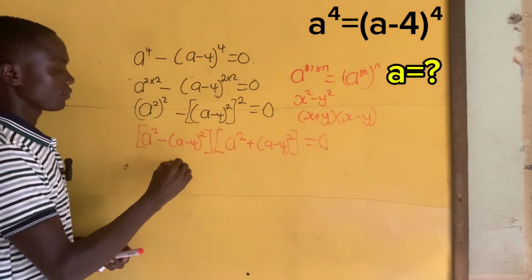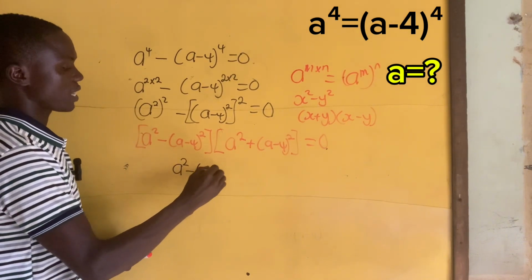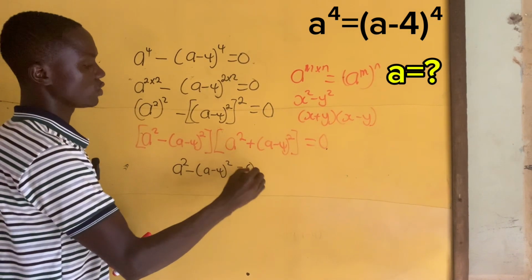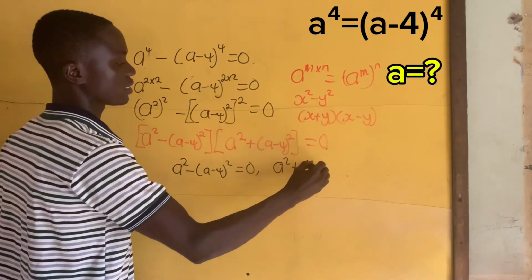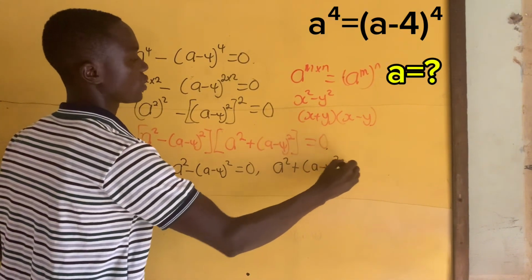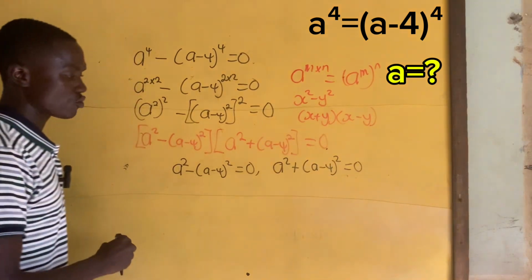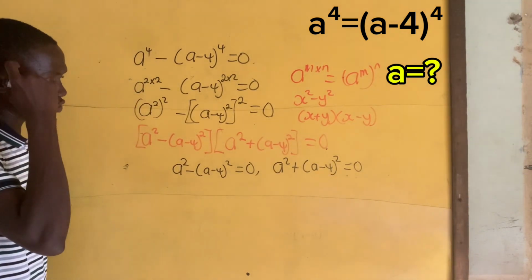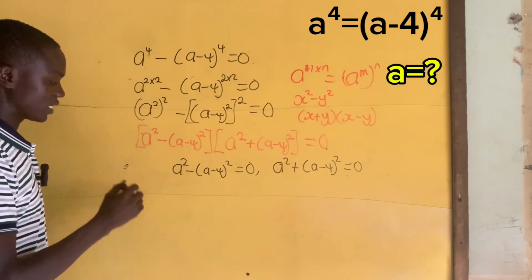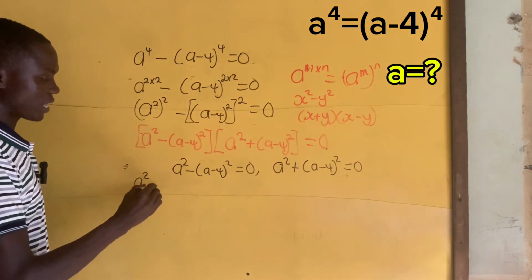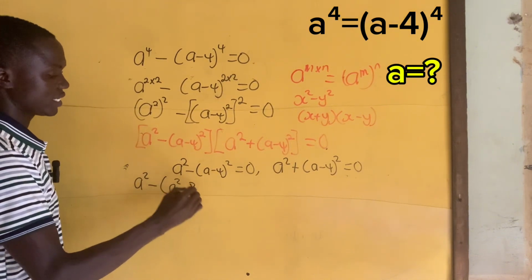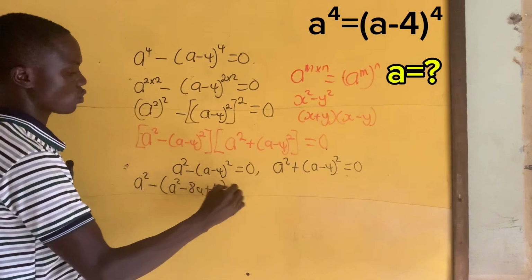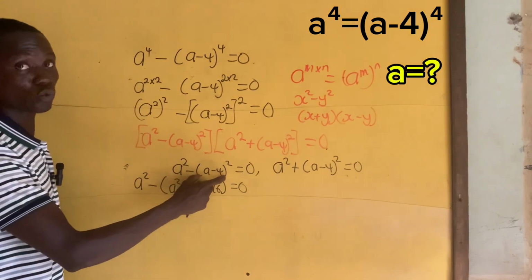So we have a squared minus (a minus 4) squared equals 0. This is one. And we have a squared plus (a minus 4) squared equals 0. This is also another equation. So let's solve each of the equations. Now let's take this one first. We have a squared minus, this gives a squared minus 8a plus 16 equals 0. I hope you can expand this one, right?